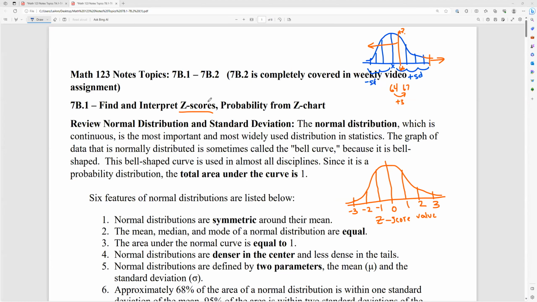All right, so this is just a finishing up of the 7B1 note that we needed to do in class today, looking at the z-scores and the z-chart. So just to recap what we learned in class, if we take any set of data that's a bell curve, remember it has that nice symmetric bell shape.